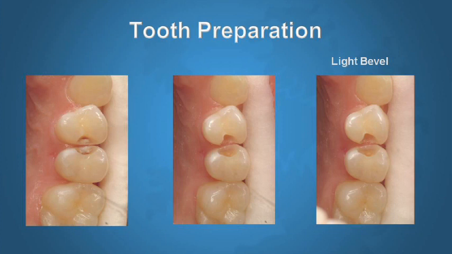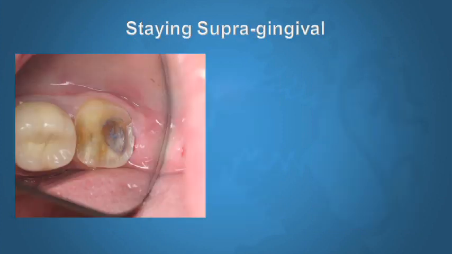So the preparation looks very, very different than a traditional GV Black preparation, and basically the goal is to remove the caries, remove the mineralized enamel, and stay supra-gingival as much as you can, and if need be to break the contact with the Mosquito burr, we will do that.